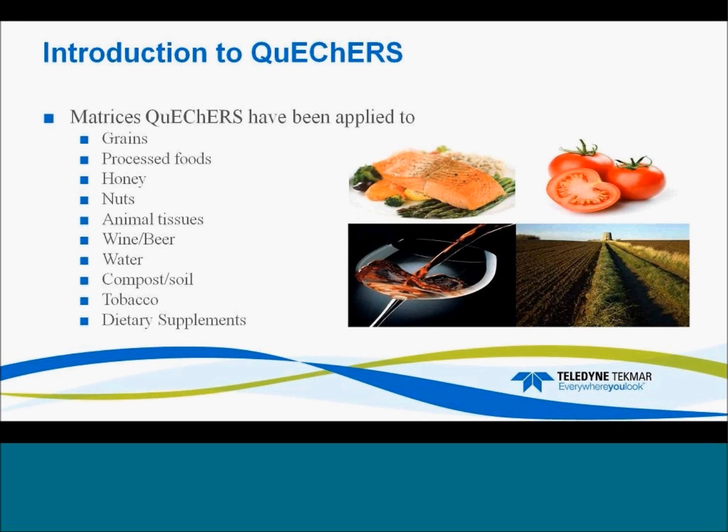But since its implementation, it has been expanded to many different matrices. So QuEChERS has been applied to grains, processed foods, honey, nuts, animal tissues, wine and beer, water, compost, soil, tobacco, dietary supplements, and many more are being added to this list as we speak.